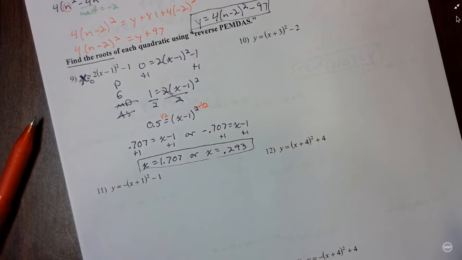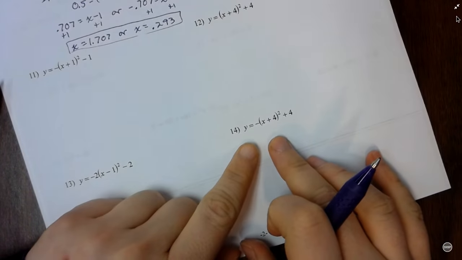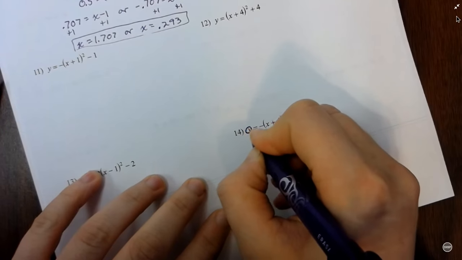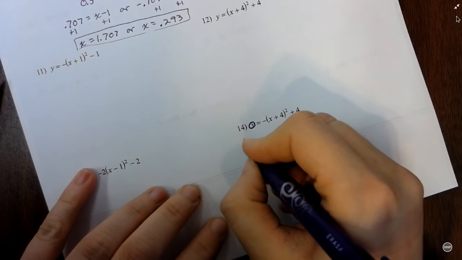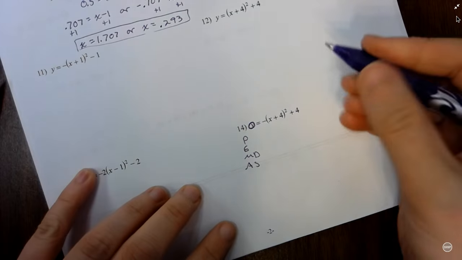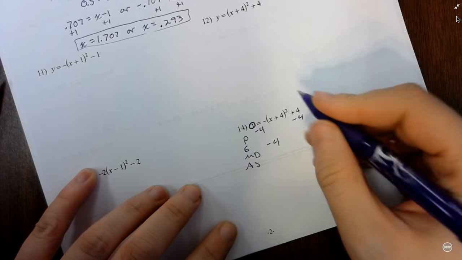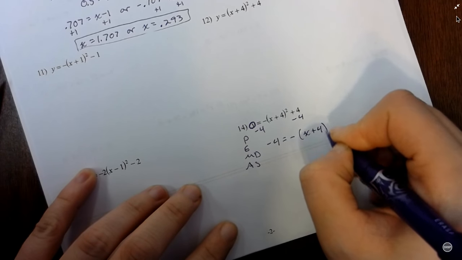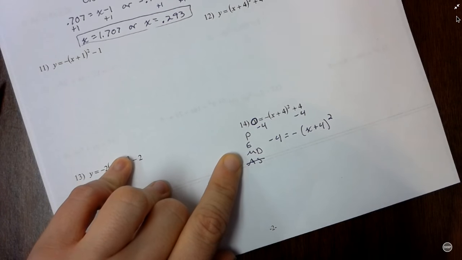So let's do one more of those, and I think I would like to do 14. So let's check out 14. So again, since we're finding roots, replace y with 0. And then go ahead and do reverse PEMDAS. So add or subtract anything not in parentheses. So subtract 4. Done. Now multiply or divide anything not in parentheses.